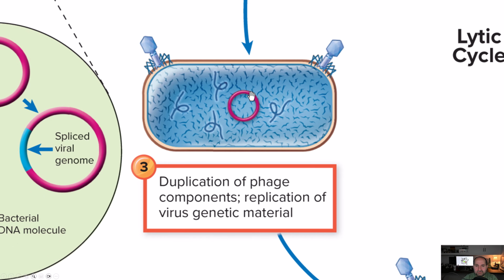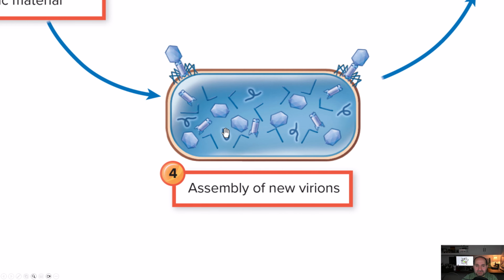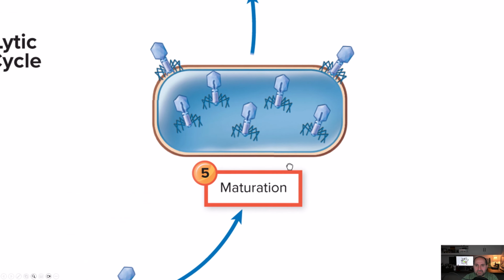Now we have the double-strand DNA inside of the host E. coli cell and duplication of phage components ensues. This means that we want to replicate the viral genetic material. This means we want to copy that double-strand DNA, and we want to synthesize new viral components as well, right? We want to synthesize new capsid heads, new helical tails, new tail fibers, new tail pins, all of the proteins and the nucleic acid of the virus is synthesized, followed by assembly, where those components come together to form new virion. Lastly, we have maturation.